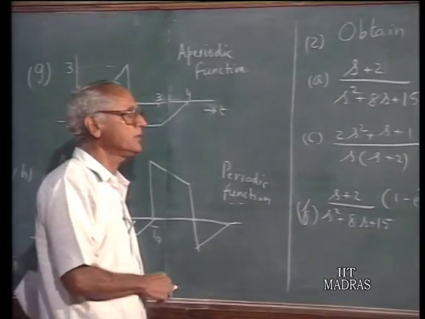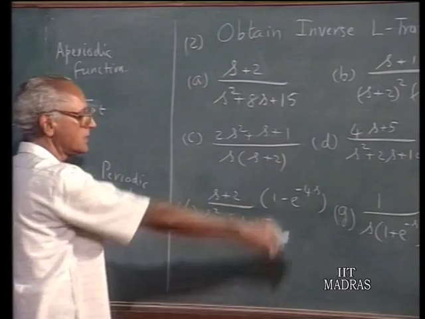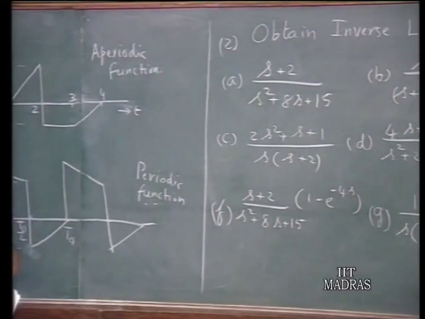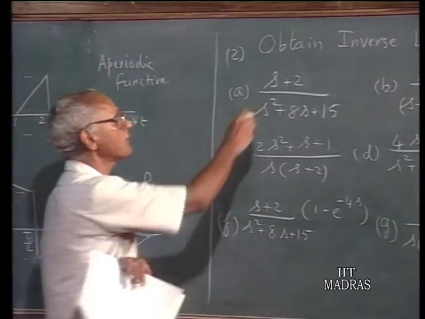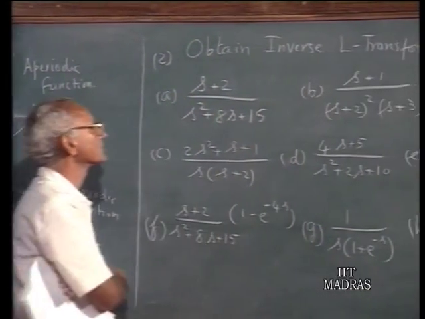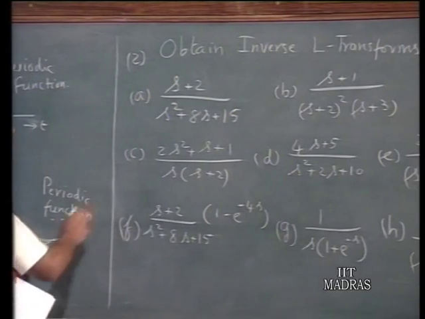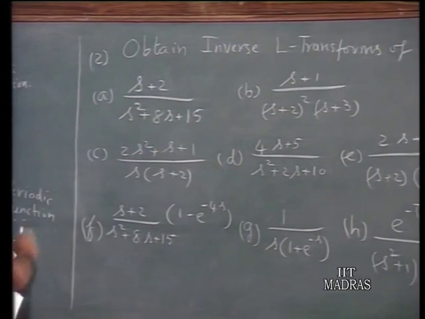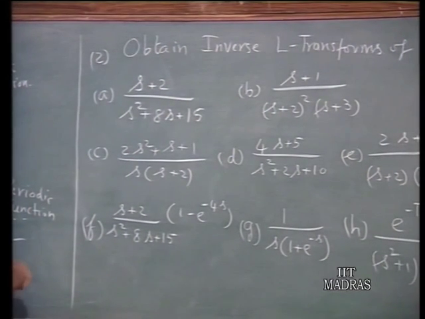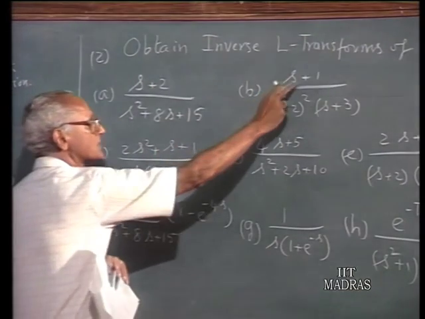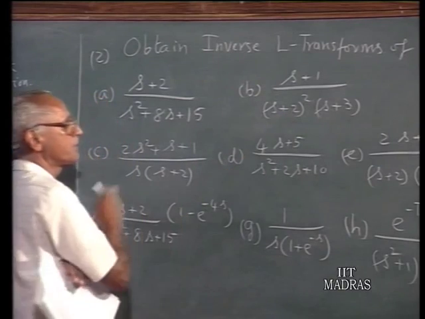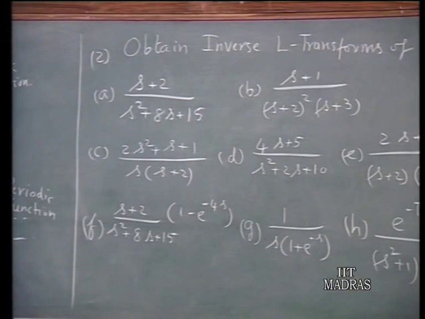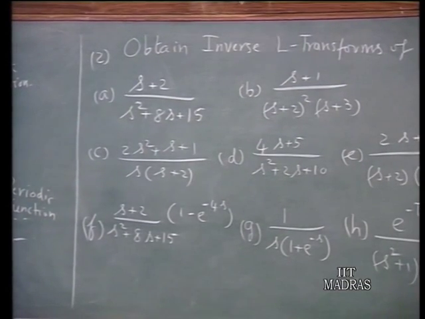As a second example, we have listed here a set of Laplace transforms. Find the time functions to which they correspond. That means find the inverse Laplace transforms of (a) s plus 2 over s squared plus 8s plus 15, (b) s plus 1 over (s plus 2) whole squared times (s plus 3). That means there is a repeated pole here. So you have to use the rule for finding out the residues when repeated poles are involved.